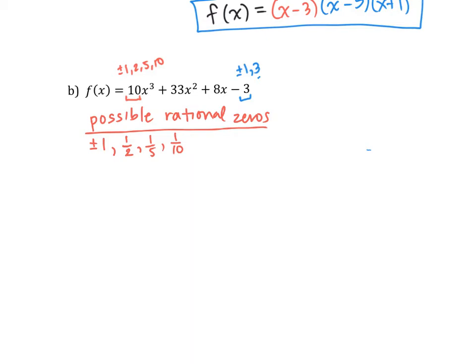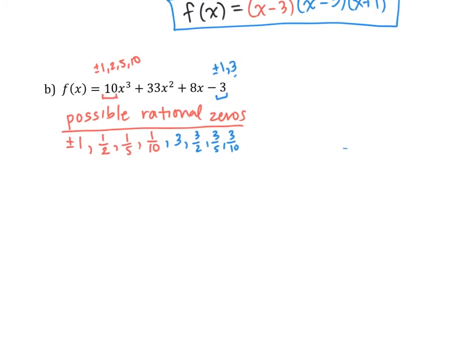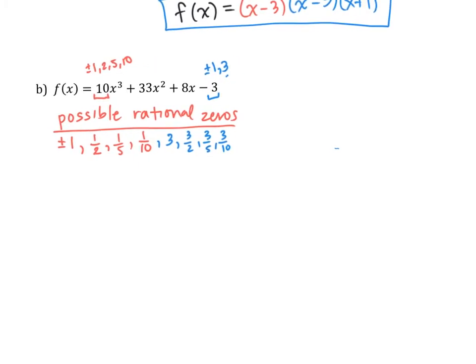Okay, so I could have 3 over 1, which is just 3. I could have 3 over 2. I could have 3 over 5. I could have 3 over 10. And I could have a positive or negative on any of these possible zeros. I'm going to hope that one of these works because that's a lot of numbers to check. Now you might want to check the integers first if you don't particularly like fractions. I'm going to check the fractions first because I want to do a problem with a fraction. That's why.